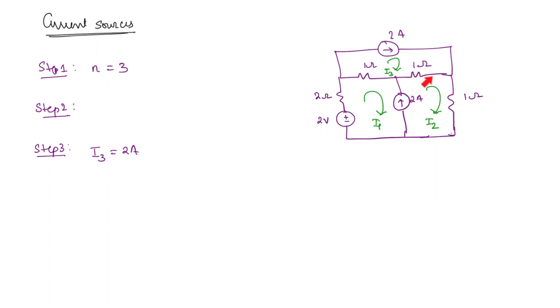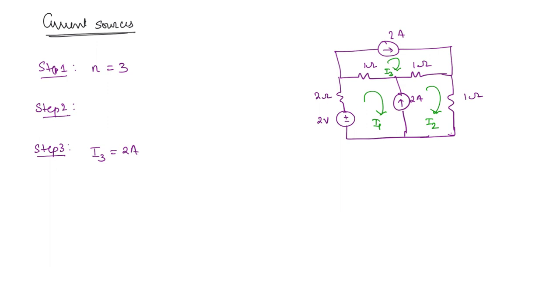I3 minus I2, in this direction. For the 1 ohm, the current I3 is flowing in this direction and I1 in this direction. So you can take I3 minus I1 when you are applying KVL for mesh 3. But the current through this is nothing but I3 and the current through this is nothing but 2 ampere. So I3 is simply equal to 2 amperes, right? So there is no confusion here. It has made things simpler.